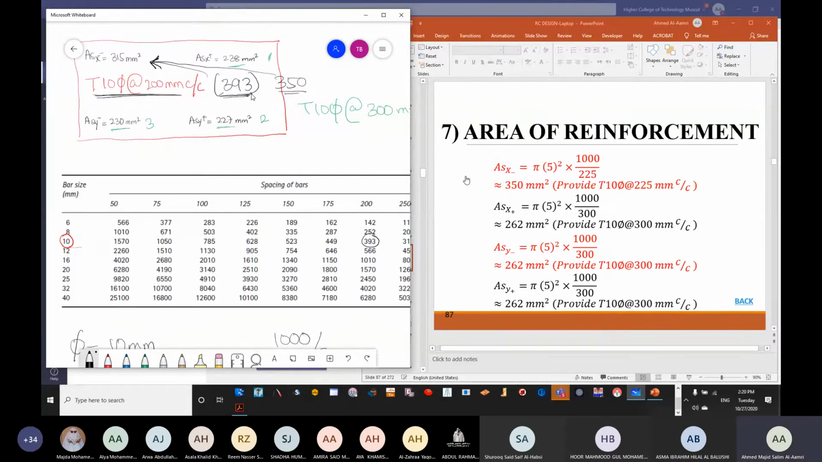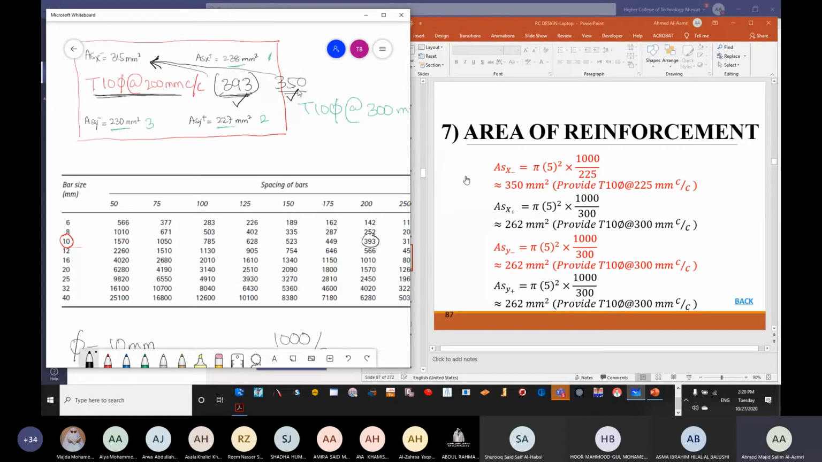So a good engineer is a person who will pick 393. The engineer who will get the design, or the engineer who will get the project, is going to be the one who is using 350, because eventually he is going to reduce the quantity of reinforcement for the client, and then the client will be happy.